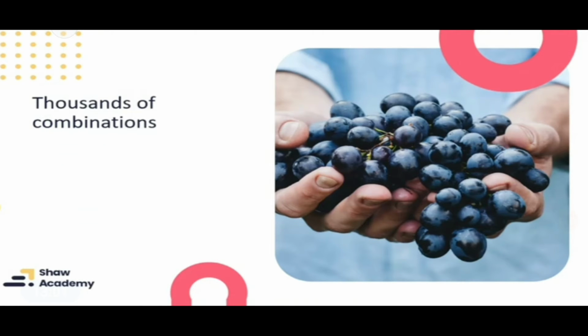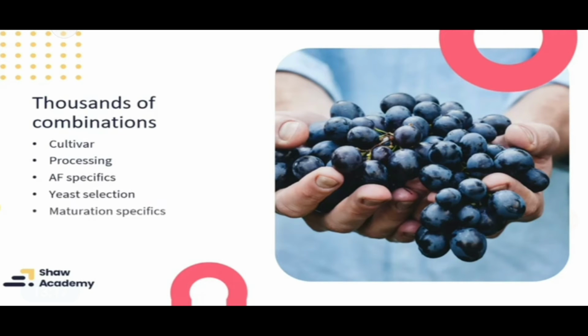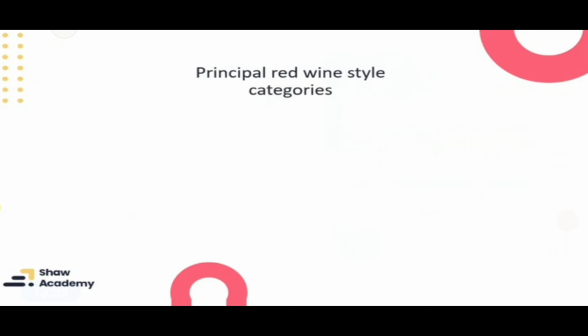There are truly thousands of combinations and variations that can be played with when making wine. You can experiment with different combinations of cultivar, different techniques of processing the grapes. You can manipulate the specifics of the alcoholic fermentation. You can select different yeast strains. You can mature your wine in different vessels, and you can decide whether or not your wine will undergo malolactic fermentation. And lastly, you can work on different blends and combinations that will make up your final product. With all these options out there, wine can be classified into three broad stylistic categories.